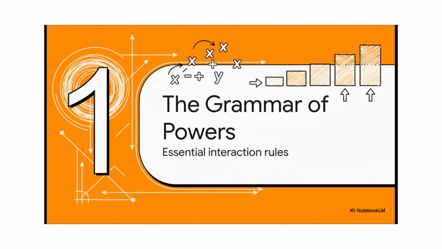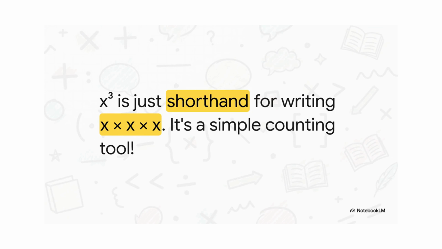Okay, so we've got our vocabulary. Now we need some grammar, the rules that tell us how all our new words are supposed to interact. And in algebra, one of the most fundamental sets of grammar rules is all about powers, or as they're sometimes called, indices. And the core idea here is, honestly, incredibly simple. A power, like x to the third, isn't some complex, scary thing. It's just shorthand. It's a lazy but really efficient way of writing x times x times x. That's it. It's really just a simple counting tool.